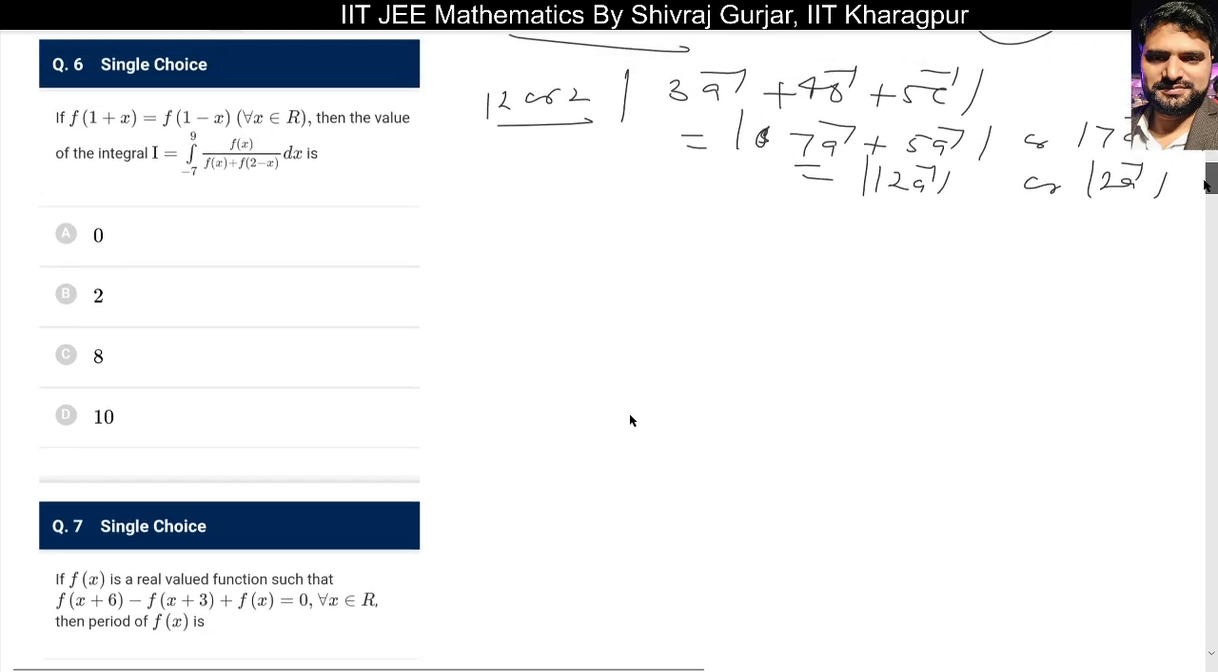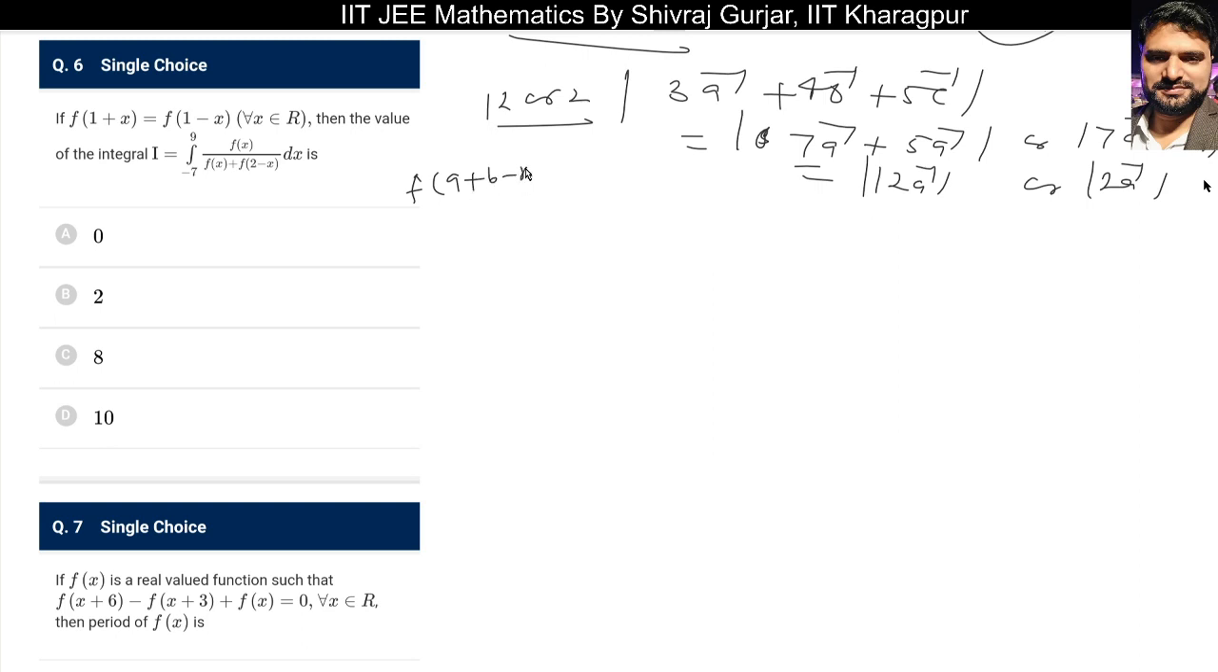So next question. If f(1 plus x) equals f(1 minus x) for every x belonging to the real number system, then the value of integration. Looking at this, it is clear that we will apply this concept here: integral of f(x) dx from a to b equals integral of f(a plus b minus x) dx. In definite integration, this property holds, so we'll apply it here.